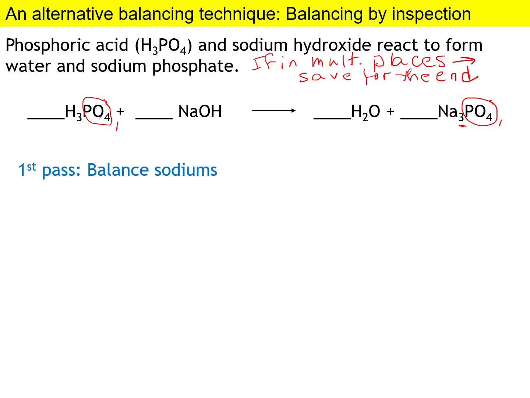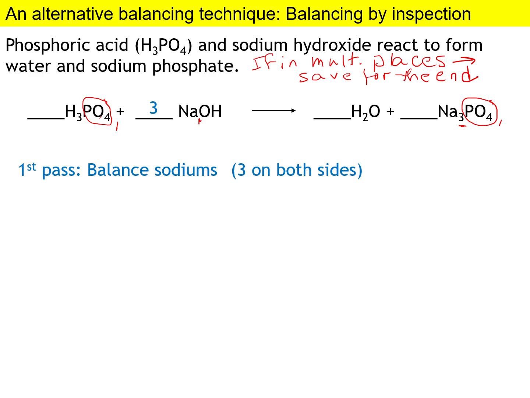So on the product side, we have 3 sodiums. On the reactant side, we only have 1. And if it helps, add little subscripts of 1s, even though you're not supposed to show those in the formulas. So we want to multiply our sodium hydroxide by 3. Come down here. So now we have 3 sodiums on both sides.